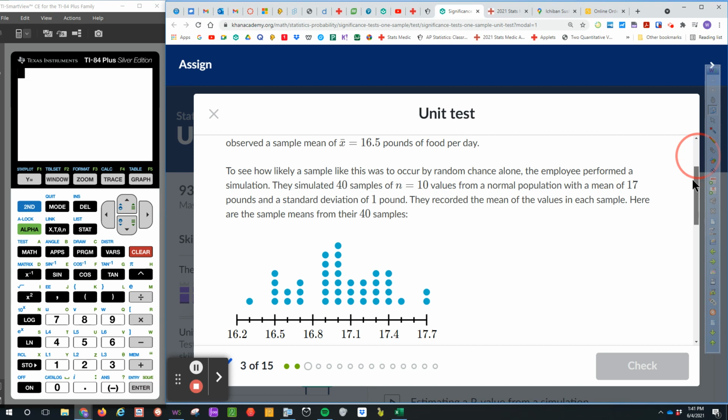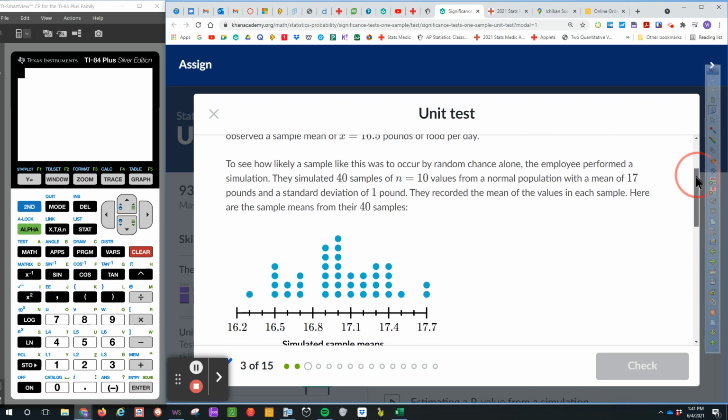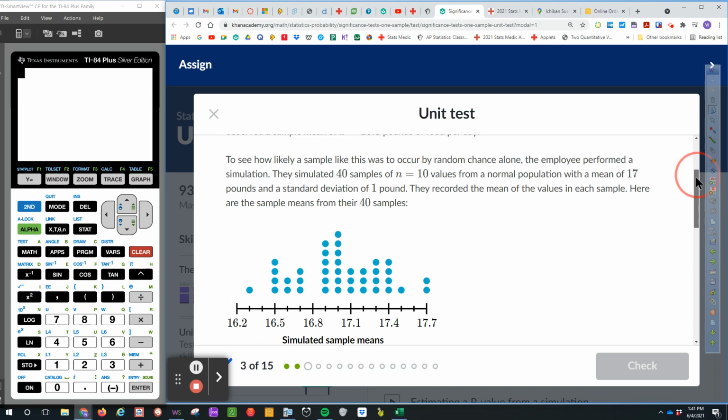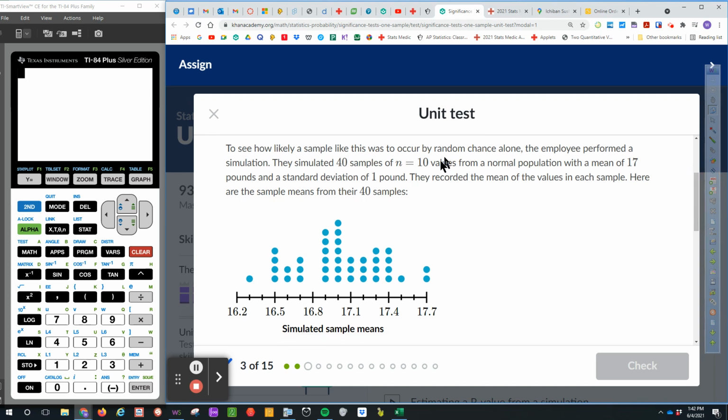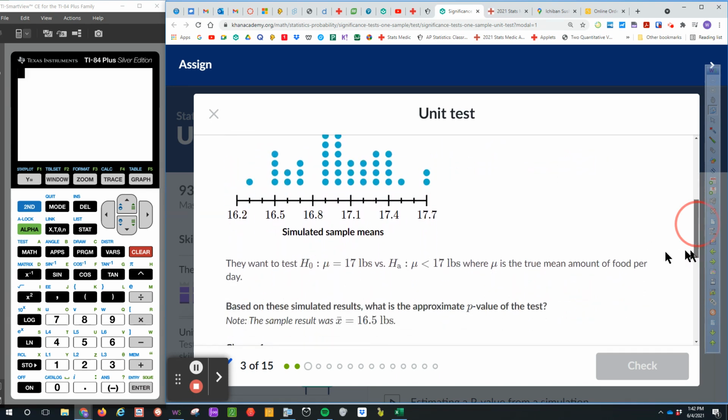So obviously they did a simulation. The employee performed a simulation. They simulated 40 samples of n equals 10 values from a normal population with a mean of 17 pounds and a standard deviation of 1 pound. They recorded the mean of the values in each sample, and here are the sample means from their 40 samples. There are 40 dots here, and each dot is a sample mean, right? It's a sample mean of 10 values.